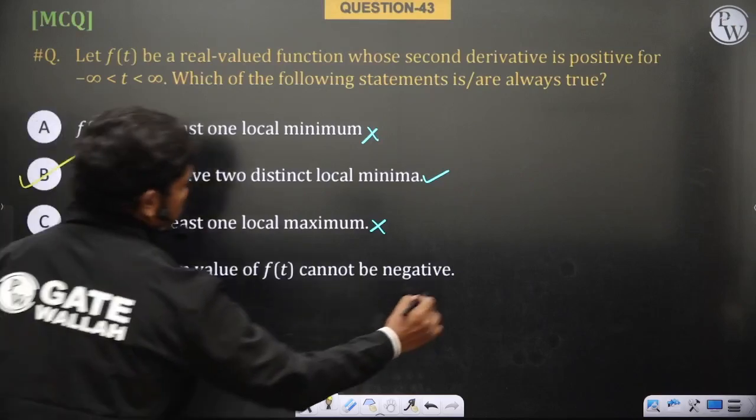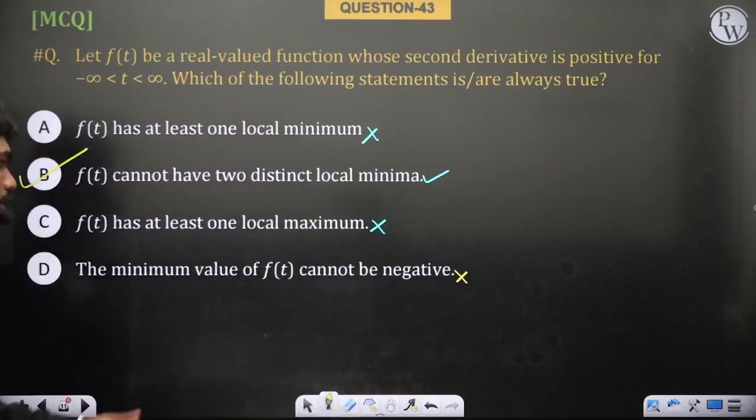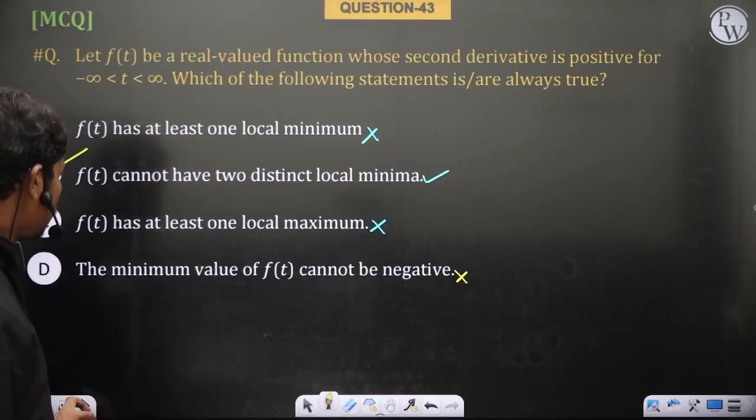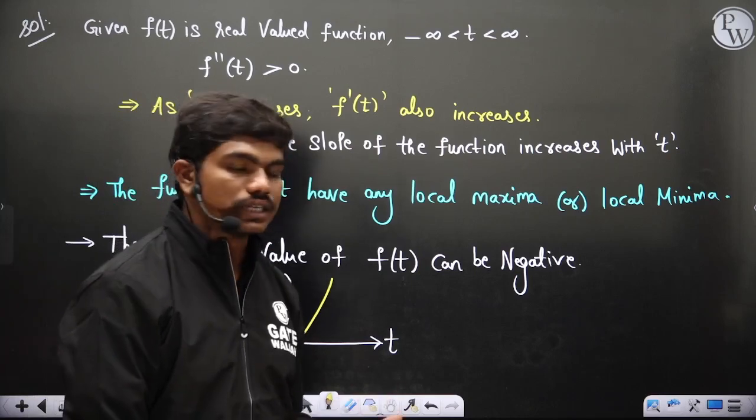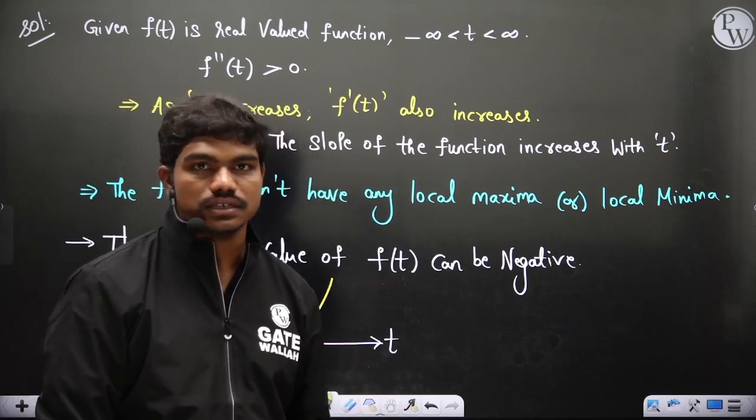So this statement is also wrong again. It can be negative actually. So B is the only statement. These are some conceptual understandings from the graphs. It's a nice question from calculus that was asked this year. Thank you.